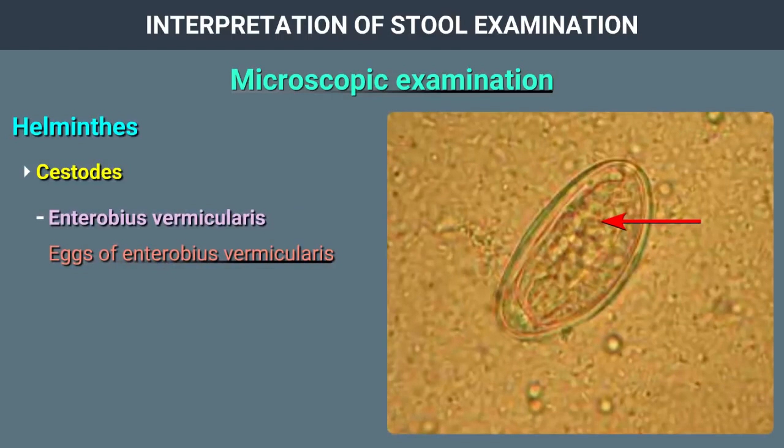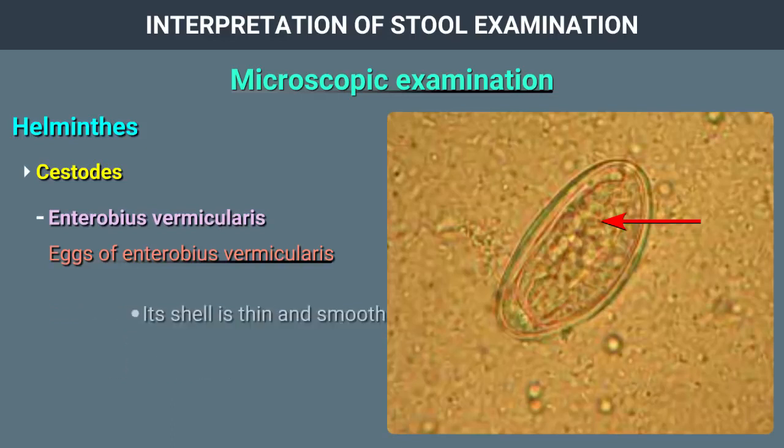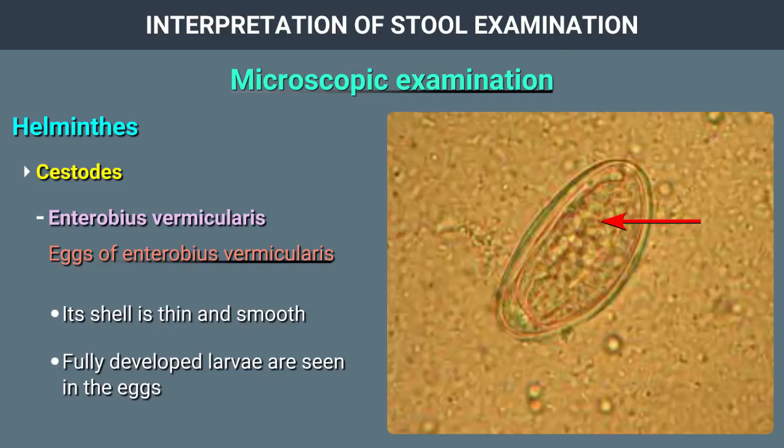Enterobius vermicularis. It is a plano-convex, elongate and asymmetric egg which measures 55 by 26 microns. Its shell is thin and smooth. Fully developed larvae are seen in the eggs.